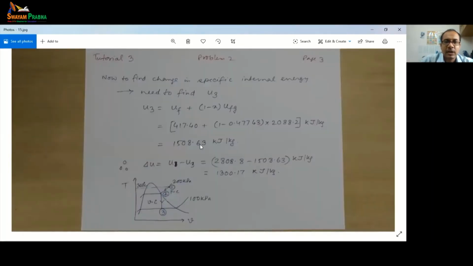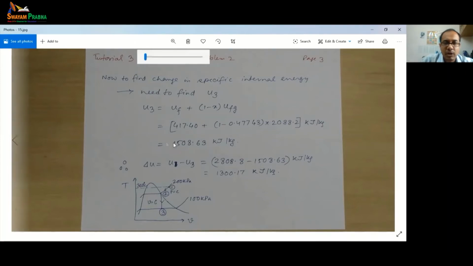Okay, so now you go back, so basically the U3, or internal energy per unit mass for state 3, will be Uf, which is the fluid internal energy, plus (1 minus x) Ufg. Okay, this is the dryness fraction we just found. Now this Uf and Ufg we can find from the table. So let's go back.